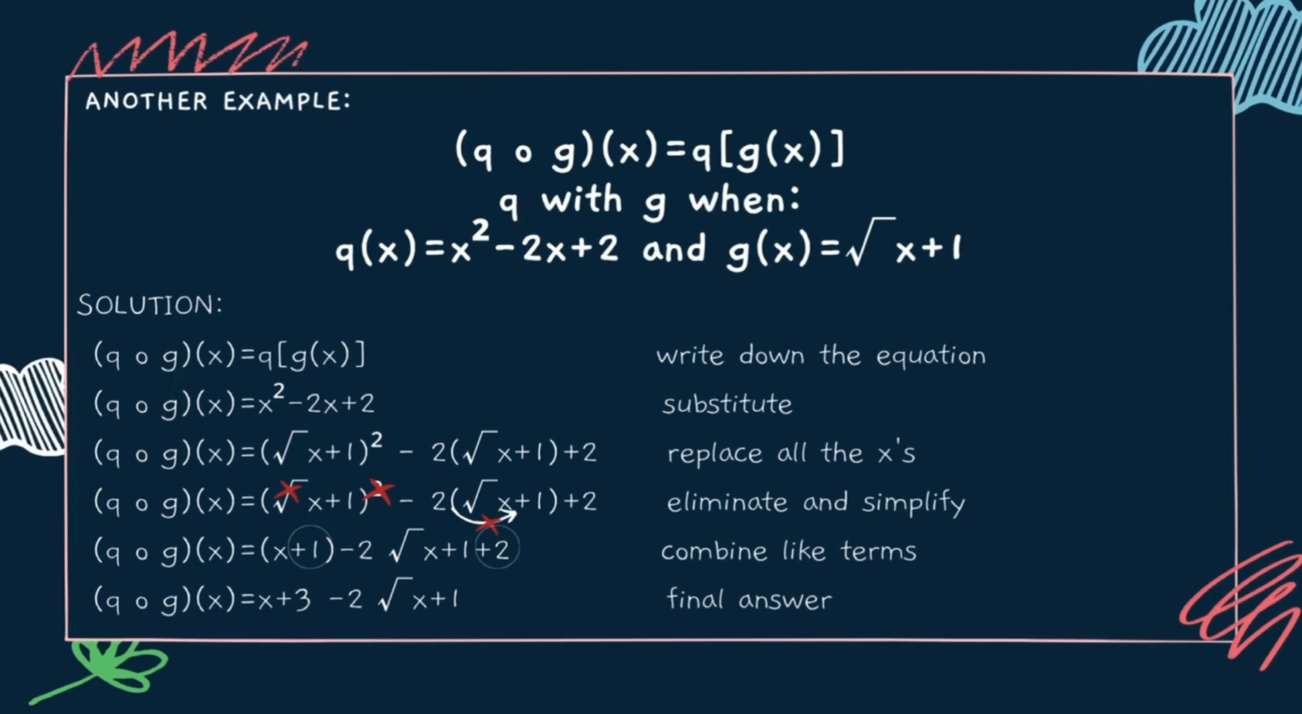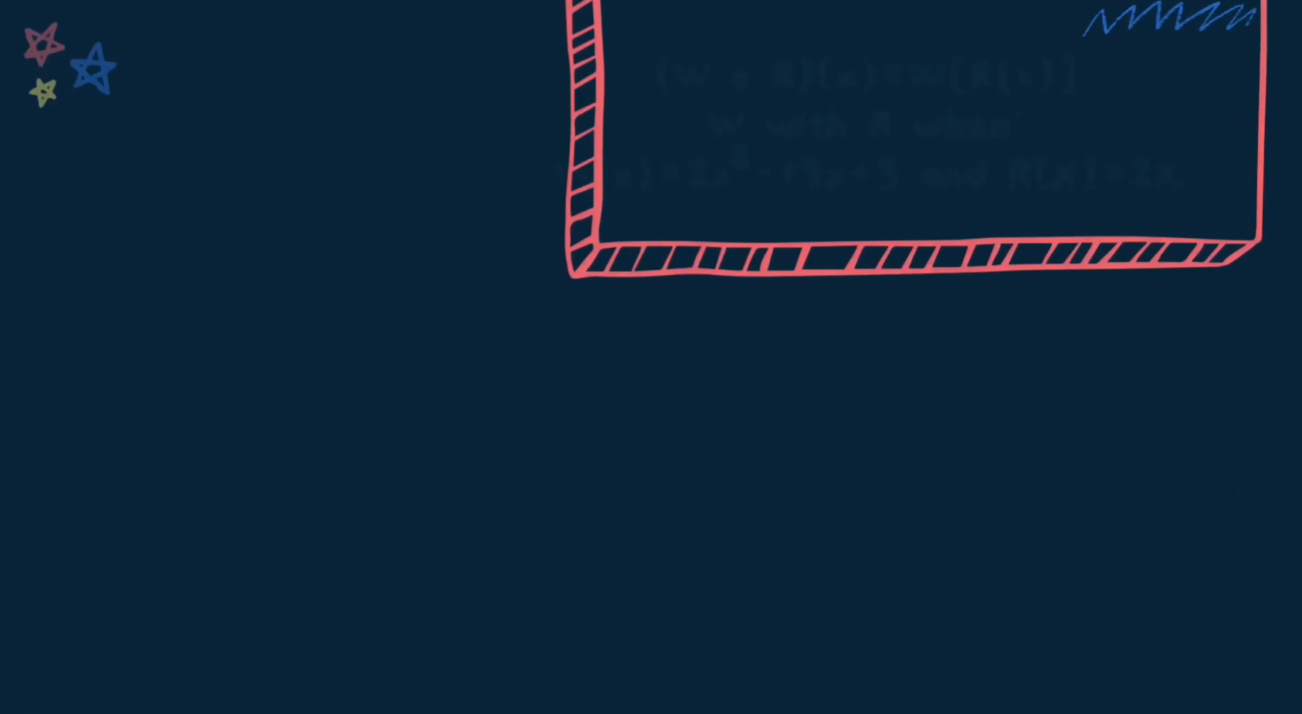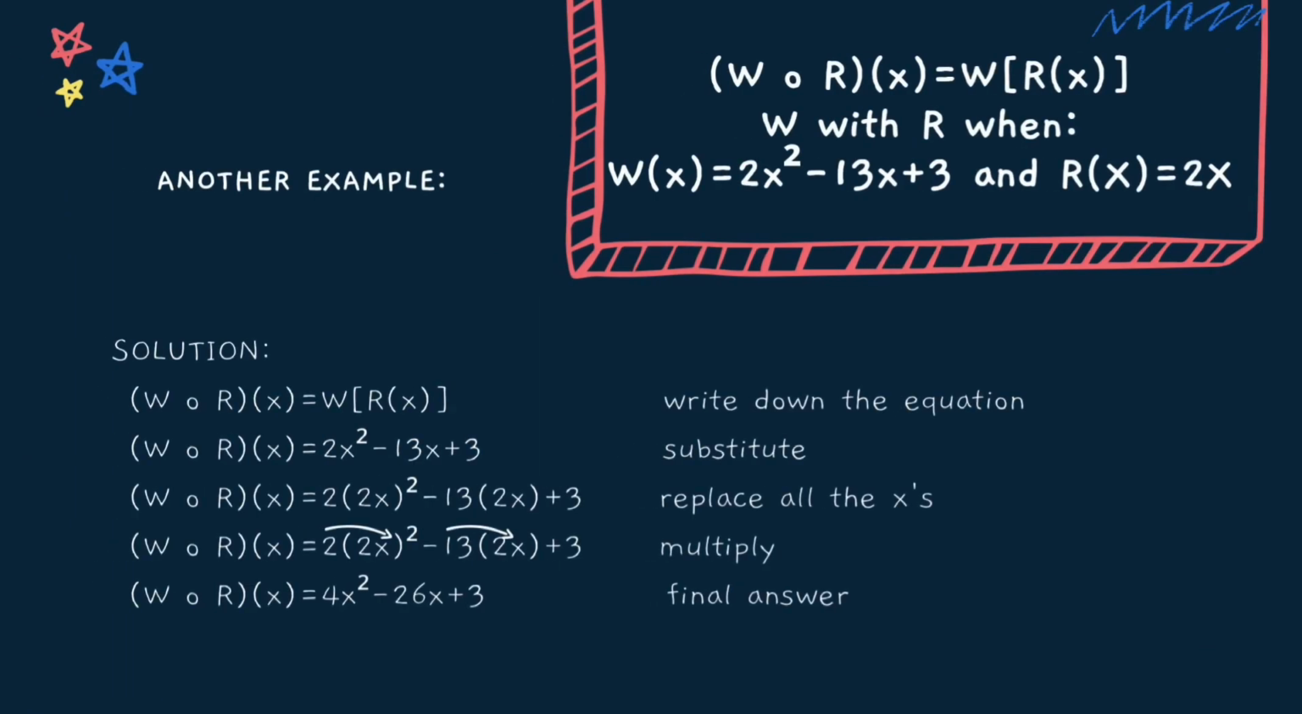The last thing you need to do is to combine all the like terms. In this case, the only like terms are positive 1 and positive 2. Negative 2 is not considered a constant term because it is a part of negative 2 square root of x plus 1. Therefore, the composition of q with g is x plus 3 minus 2 square root of x plus 1. These examples are found on the printed modules of our Omni kit. Let's move on to another example.